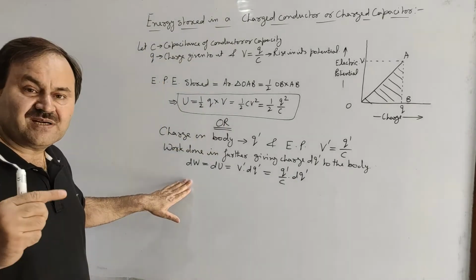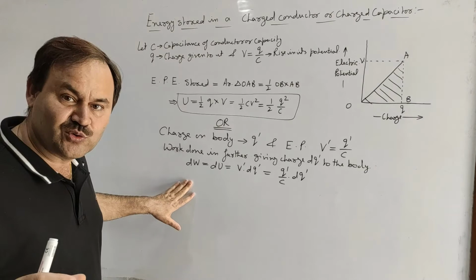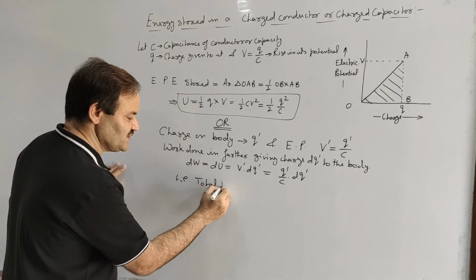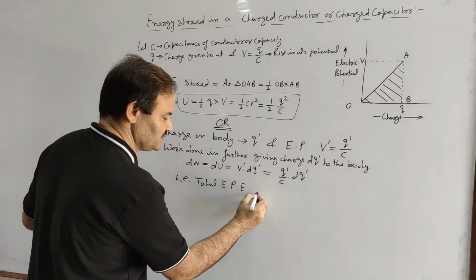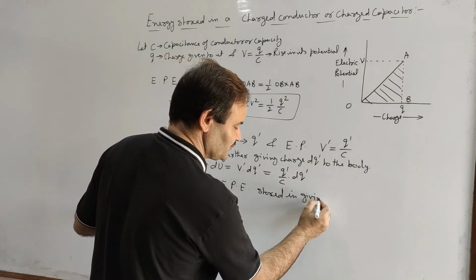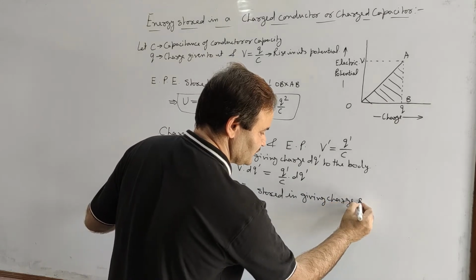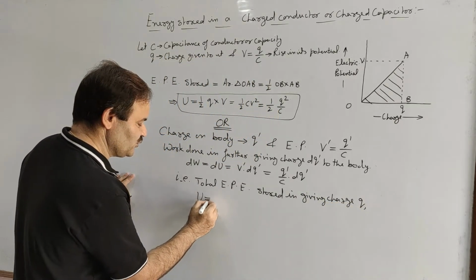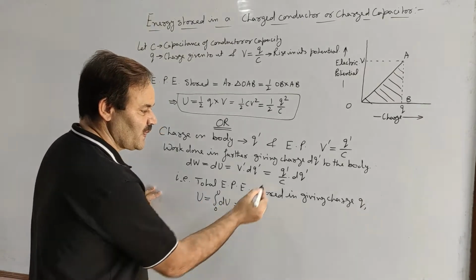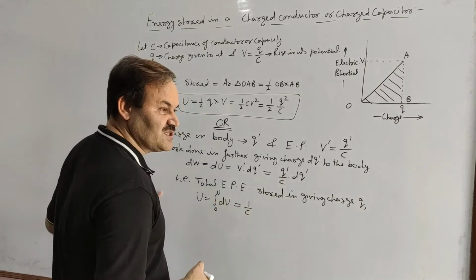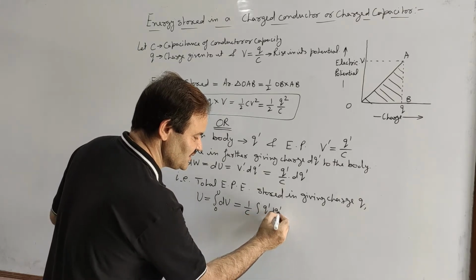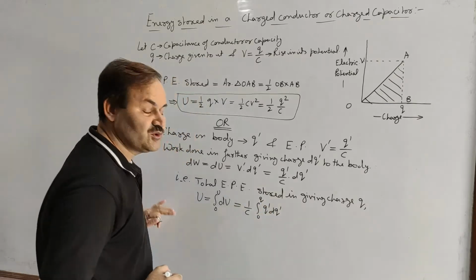Now work done in giving the total charge q to the body, that is the total electric potential energy stored in giving charge q: U is equal to the integral of dU, limits from 0 to U, equal to 1 upon C, being constant, will be outside the integration, integral q' dq', and limits from 0 to q.